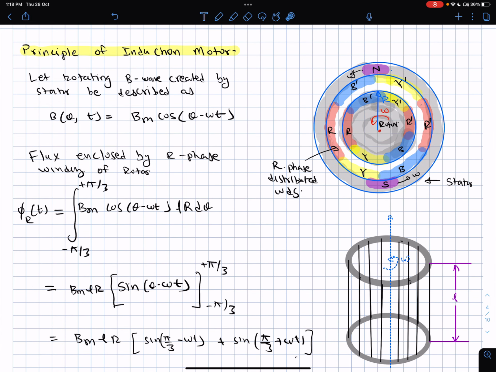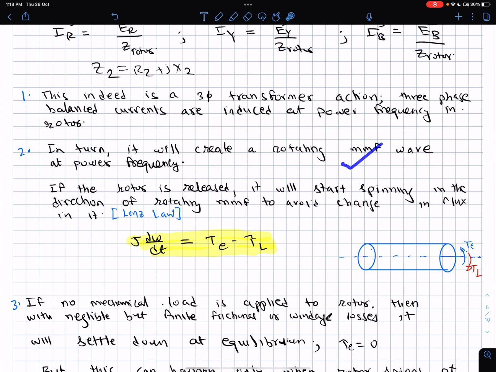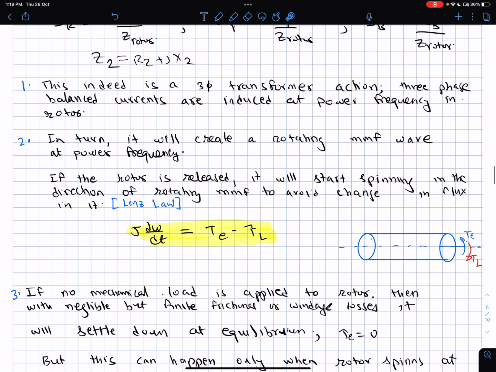Because we have three phase distributed windings in space carrying three phase distributed currents in time, and they are balanced. So everything becomes the same effectively, and you will get a rotating MMF wave which will rotate at what frequency? The frequency of the currents. What is the frequency of the currents or the EMF? Power frequency. So therefore you will create a rotating MMF wave at power frequency.